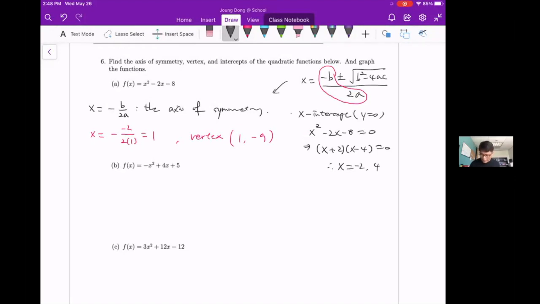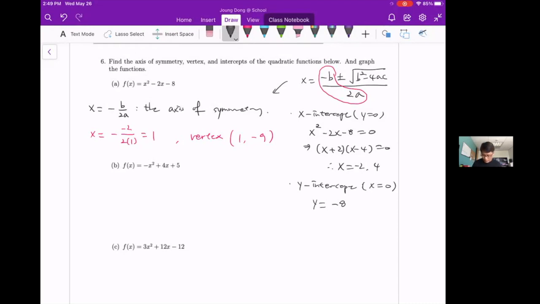And what about the y-intercept? The way to find the y-intercept is to just plug in x equals 0, okay? When you plug in 0, y is equal to what? 0 squared is 0, minus 2 times 0 is 0, and minus 8 is your y-intercept. Is that okay?